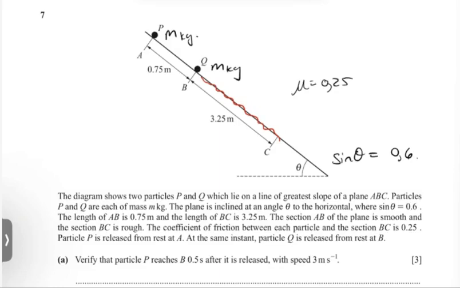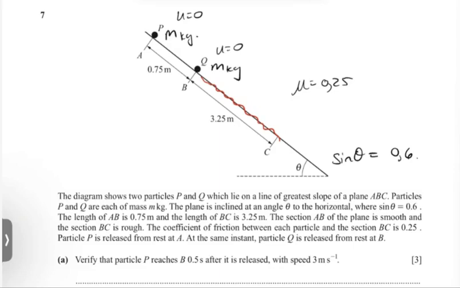Particle P is released from rest at A. At the same instant, particle Q is released from rest at B. So they're released at the same instant.